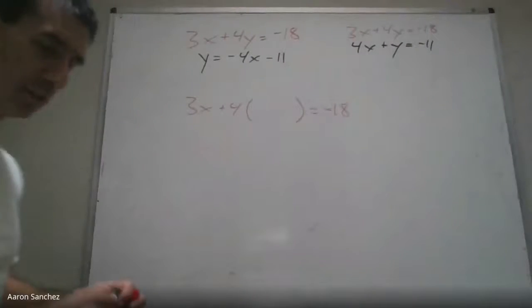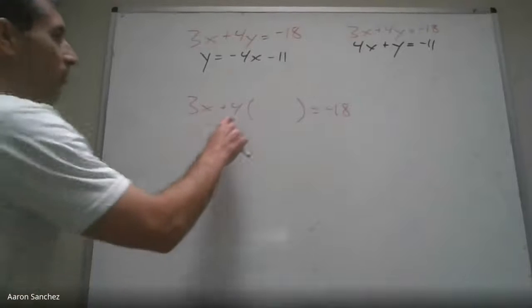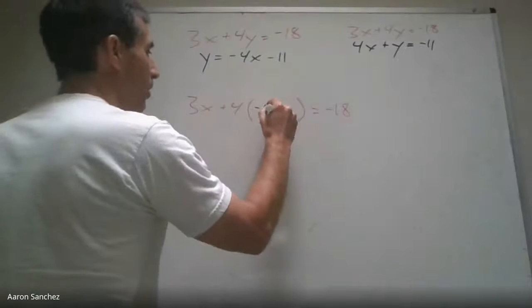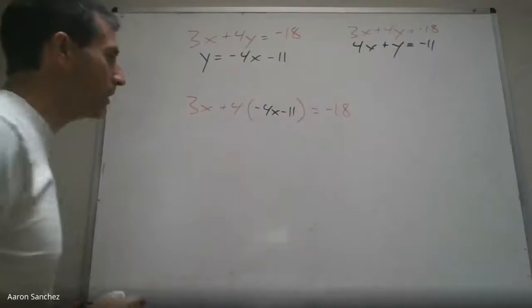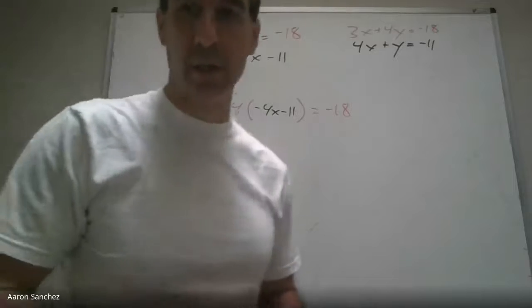Okay, here we go. So for 4y, instead of y, let's plug in negative 4x minus 11. You guys go ahead and solve for x with that, okay?